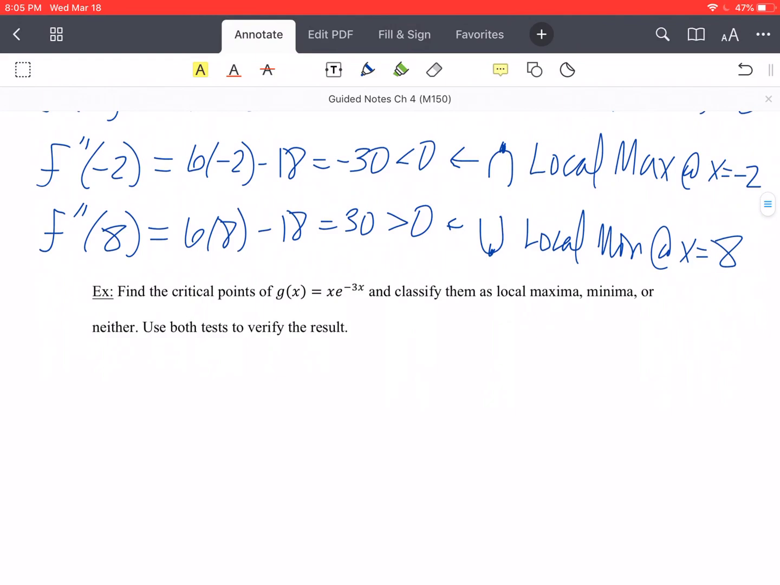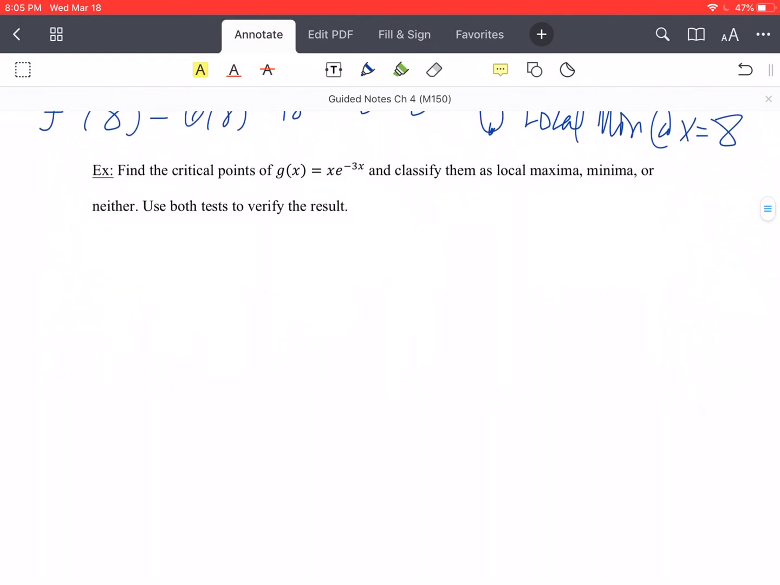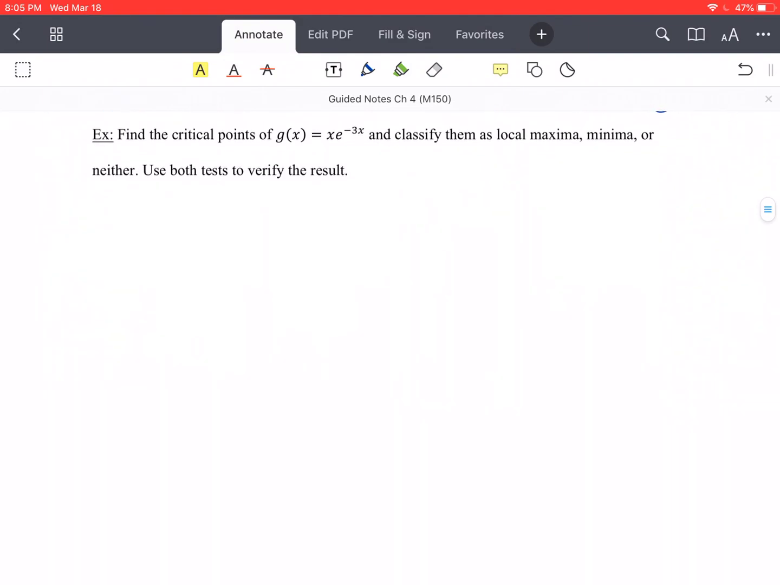So next up, we're going to go ahead and try another example just from scratch, and we're going to try to find critical points, classify them as maxes, mins, or neither, because it's possible a critical point could be neither, and we're going to use both tests to verify the result. Now, ordinarily, you wouldn't need to use both tests in the same example, but because I want to show us extra practice with both of them, we will do both. You'll see that they do give us the same thing.